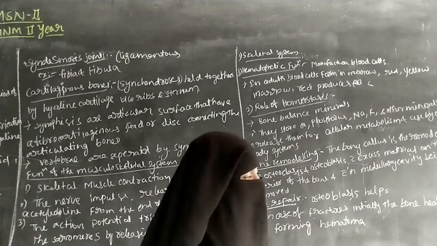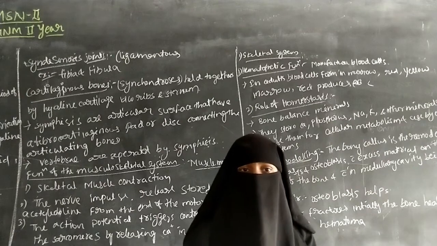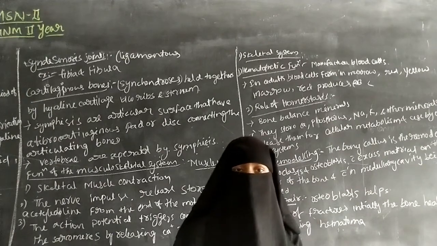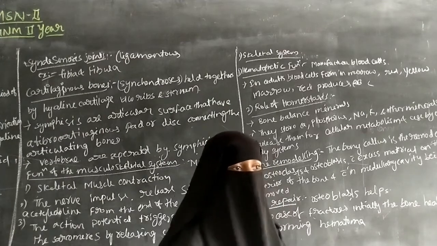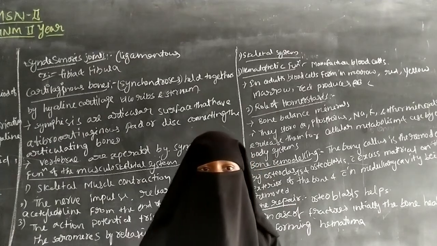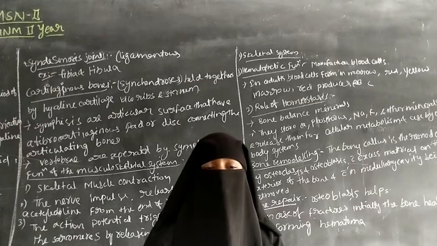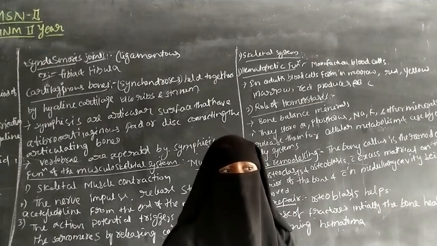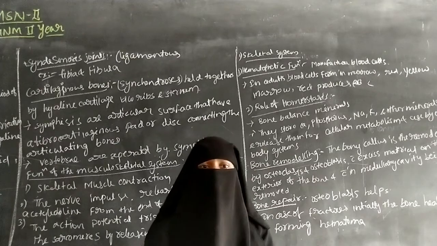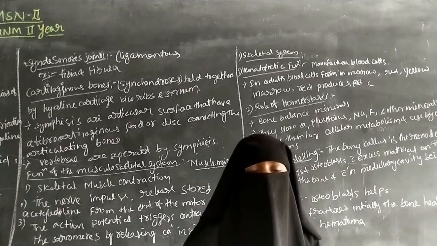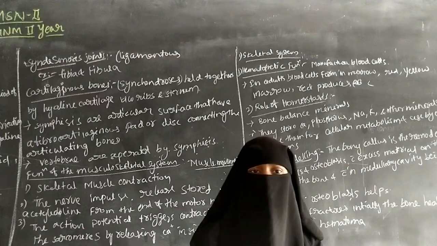Hematopoietic function includes the formation of the new cells, and in adults the formation of new cells occurs in the bone marrow. Bone marrow consists of red bone marrow and yellow bone marrow. Red bone marrow produces the red blood cells.